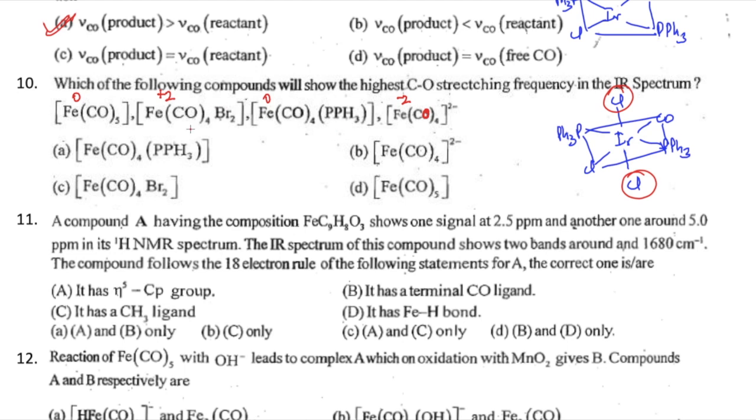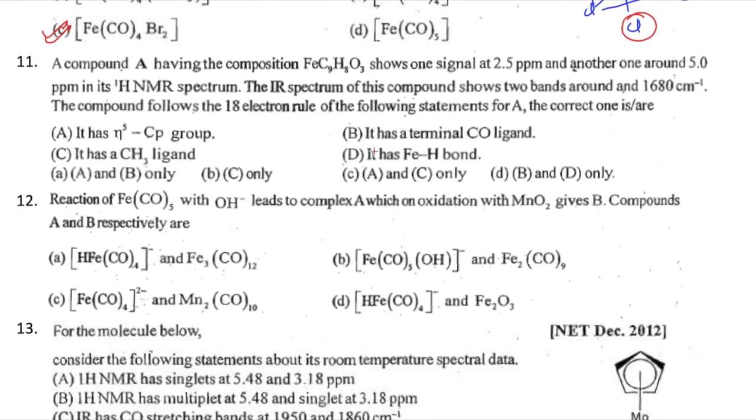So if you talk about this one, FeCO4Br2 is in the +2 oxidation state. So this is going to give you the highest carbonyl frequency, because here the synergistic effect, the metal to carbonyl back bonding, is least in this particular case, right? Alright, let's take the next question.